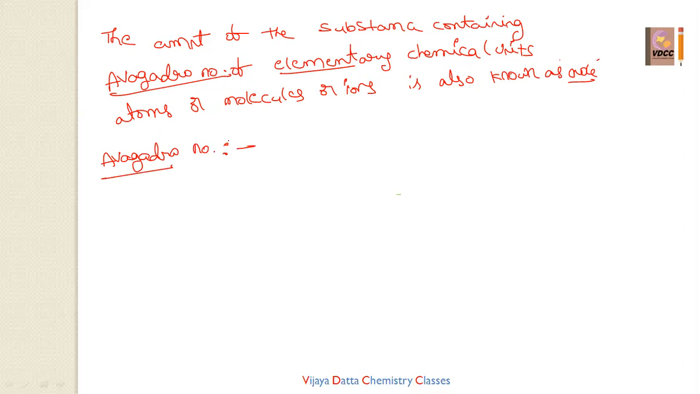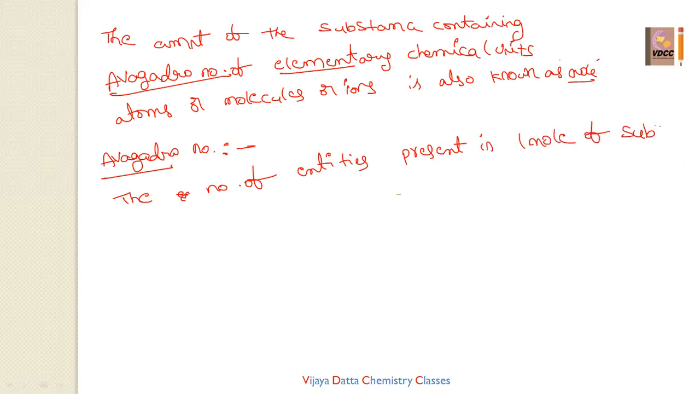The number of entities in 1 mole is called Avogadro number. The entities are nothing but atoms, molecules or ions. The number of entities present in 1 mole of substance is called Avogadro number.